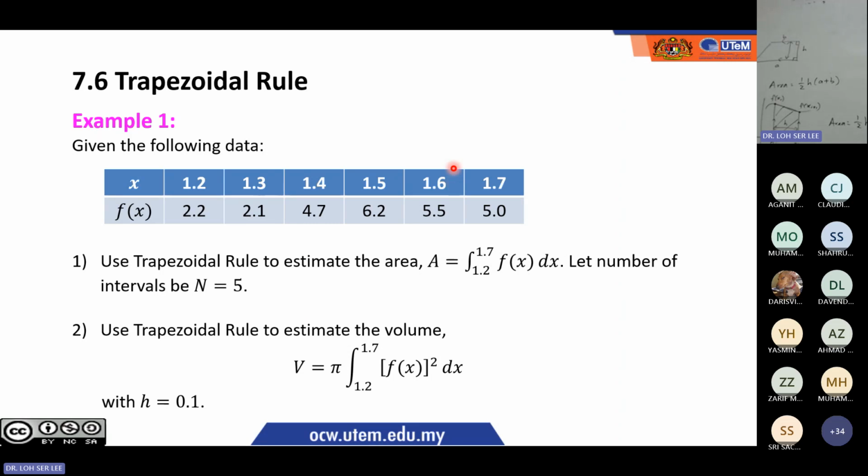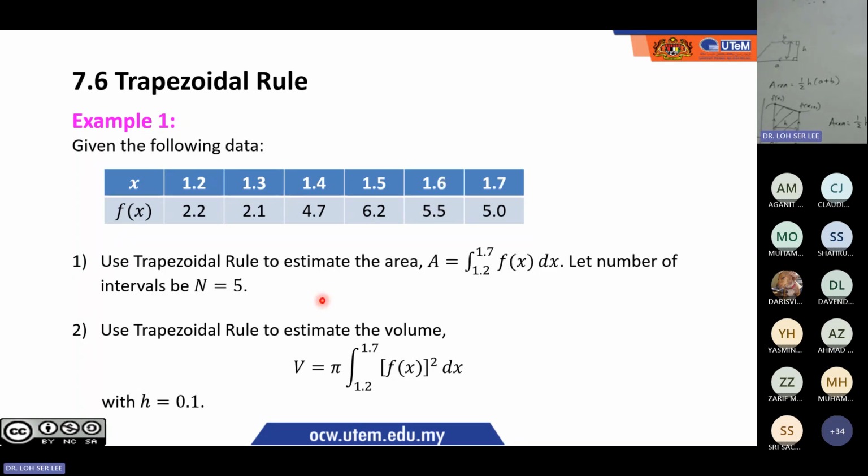Okay, now we look at the first example. Given this set of data, we want to use the trapezoidal rule to estimate the area from 1.2 up to 1.7. The number of intervals will be 5, that means 1, 2, 3, 4, 5. You have 5 intervals.